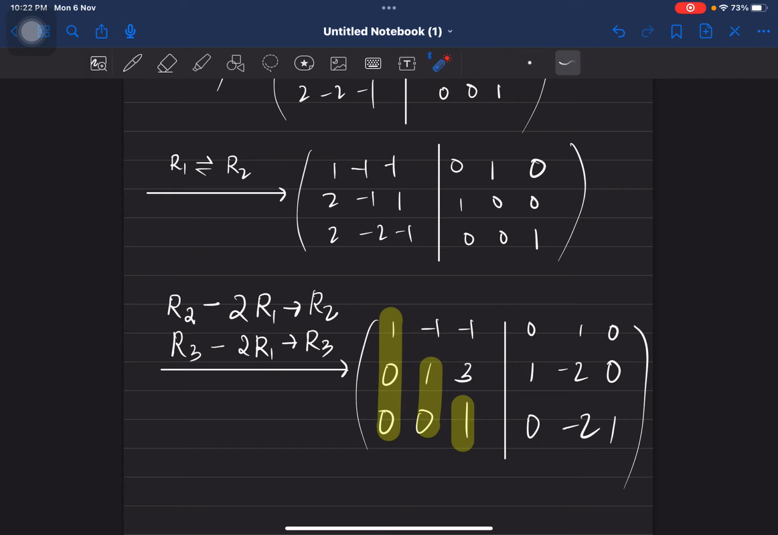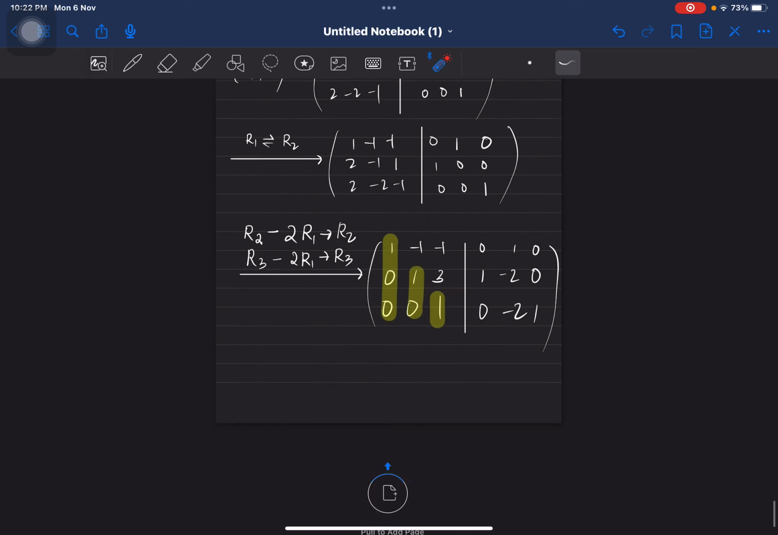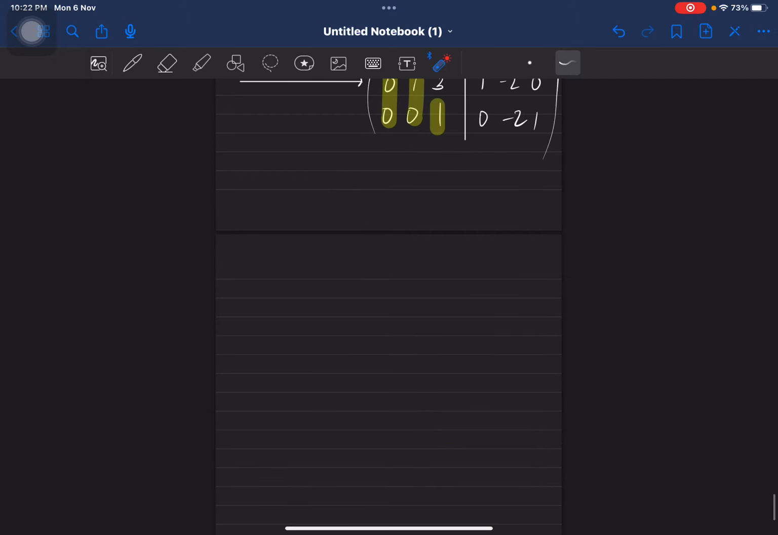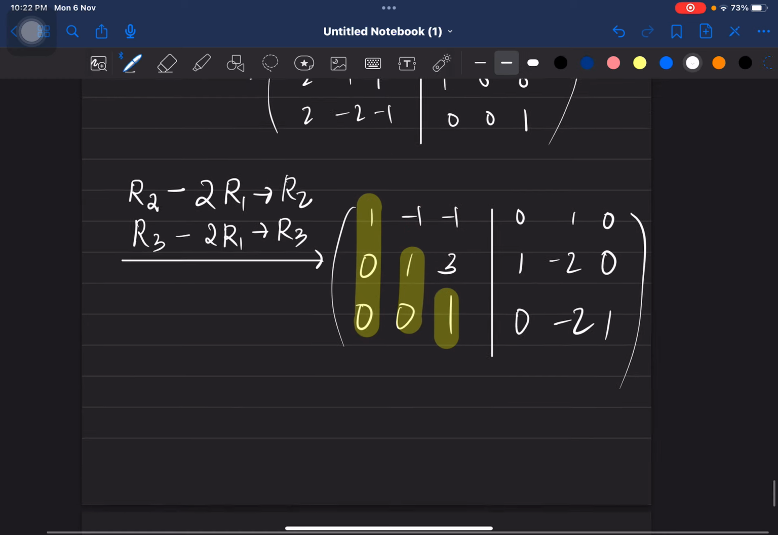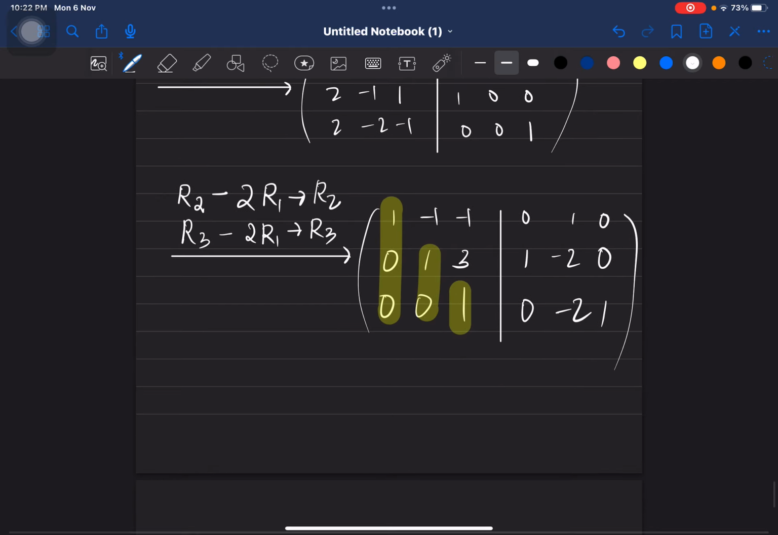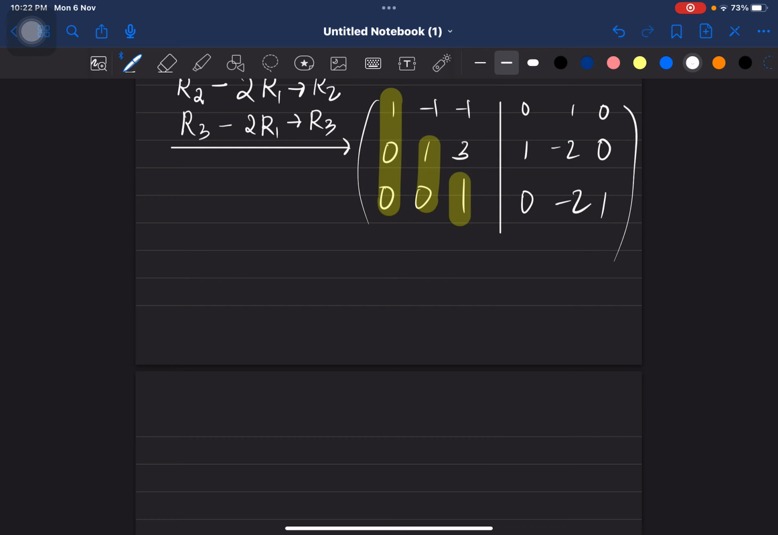Already got 1 here. What's the next one? We'll get 0, 0 above. Our goal is to create the identity. You must follow the sequence. It must go in this way: here, and then here, and then here, and then go up, and then the last one. Must follow the sequence. It's better like that, because you don't really want to change the 1 here. That's why we need to go down.